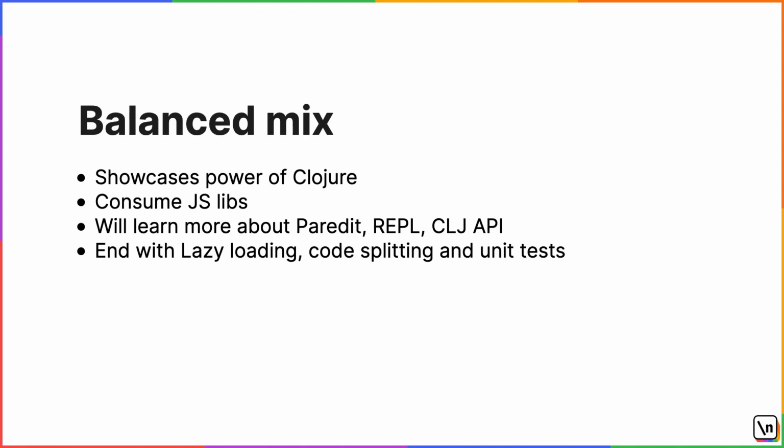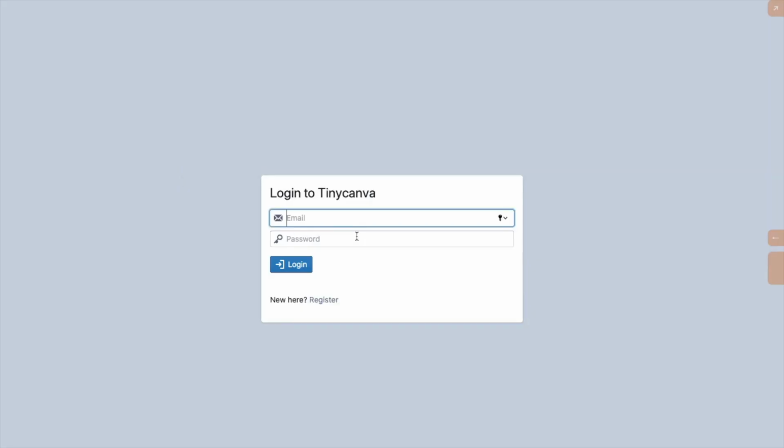In the process of building this app, we'll learn more about Clojure's dev workflow, its API, Paredit, and the REPL. In the end, we will learn about advanced concepts like code splitting, production bundles, and unit testing. Here's a preview of what you can expect.